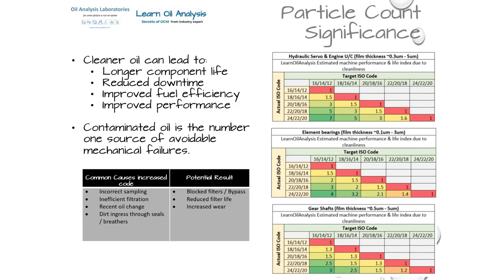So what are some of the common causes of high particle counts? Well, the most common cause is actually bad sampling, meaning the person who took the sample accidentally introduced dirt and contamination into the sample. After that are things like recent oil changes, which for ultra clean equipment, new oil is actually quite dirty by comparison. The next cause, which is most significant, is dirt ingress through seals and breathers. The end result being reduced filter life, blocked or bypassed filters, and ultimately more wear.